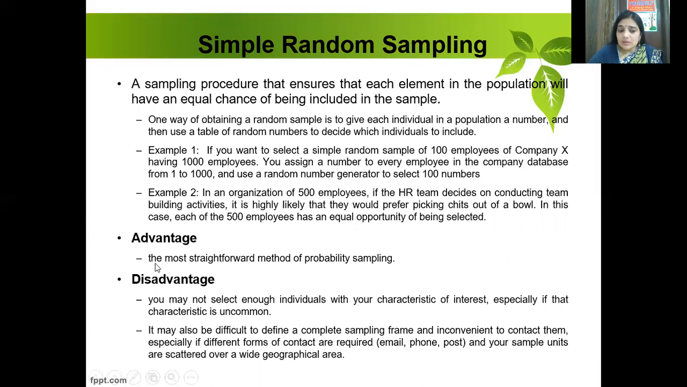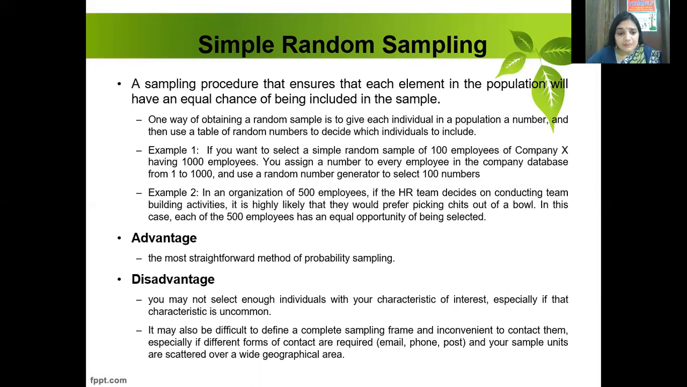Its advantage is that it is the most straightforward method of probability sampling, and it is the easiest method. But the disadvantages are, you may not select enough individuals with your characteristic of interest, especially if that characteristic is uncommon. Sometimes there might be some people in the whole population who are different from others, and we might end up choosing none of them. So that might create some bias, but this happens just by chance.